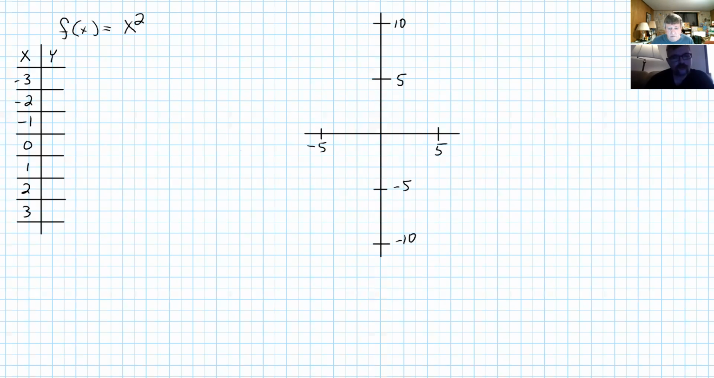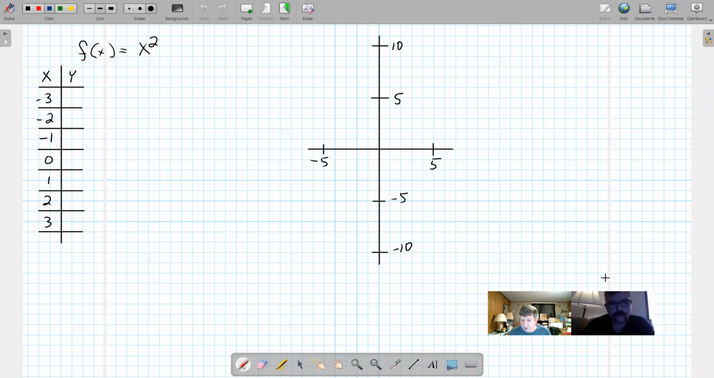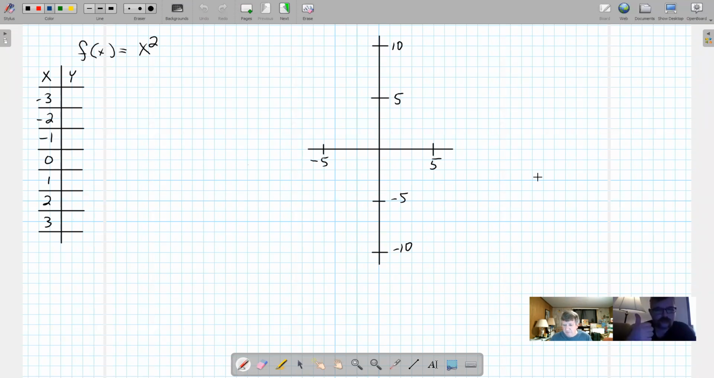It's loading here. Okay. And okay, so can you now see the graphing screen? Yes, great.